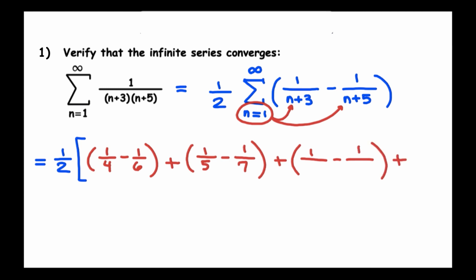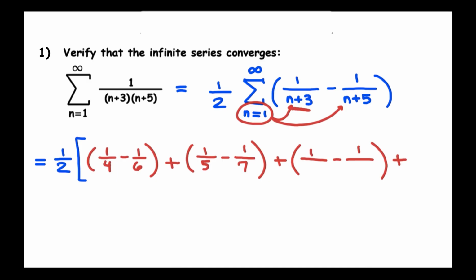And so forth and so on. All right, if n is 3, here we're going to have 3 plus 3, which is 6, and 3 plus 5, which is 8. Yeah, let's do one more. Then I'll go dot, dot, dot. You get the idea. I don't have to insult your intelligence by talking at you slowly. It's 1/7 minus 1/9, and then 1/8 minus 1/10, and so on and so forth.